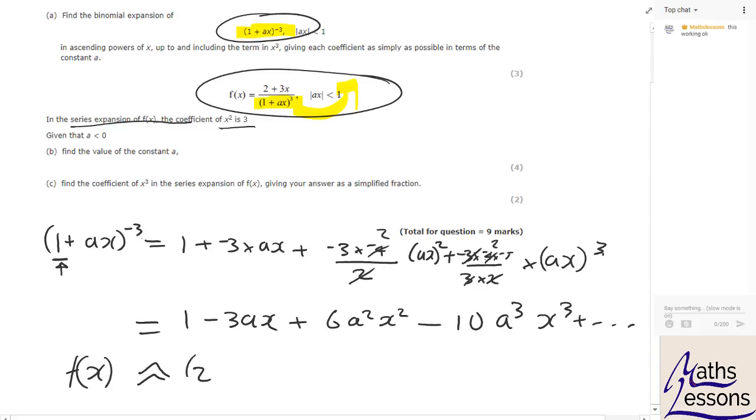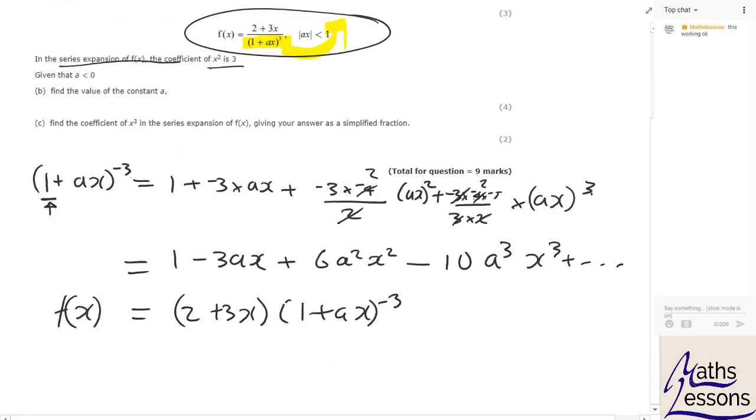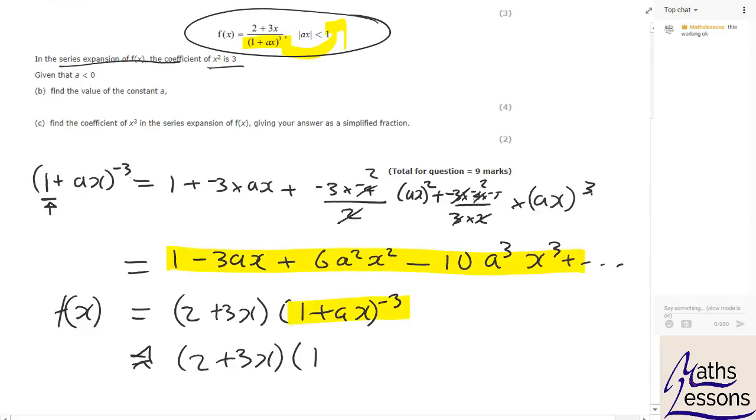So we could write f of x. It's not approximately equal to it. It is still equal to this when we multiply by (1 + ax) to the minus 3. But what we're going to do is approximate it with the expansion of (2 + 3x) times all of this, because we've got this as our approximation. So we get 1 minus 3ax plus 6a squared x squared minus 10a cubed x cubed plus all the rest.